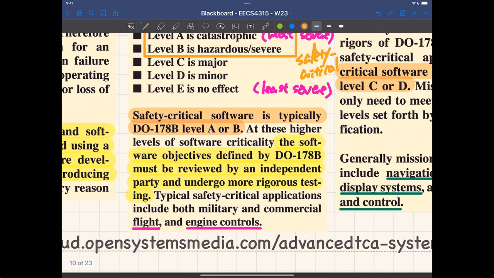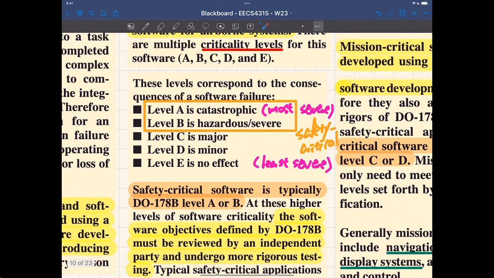The software objectives, like the criticality level, defined by this particular standard must be reviewed by an independent third party and undergo more rigorous testing. That means if you really want to submit your system for certification, that's the level your certifier will have to decide whether or not you really satisfy. If your system is categorized at this level over here, the process must be much more rigorous than if your system is only considered over here, right? You can see it's relative.